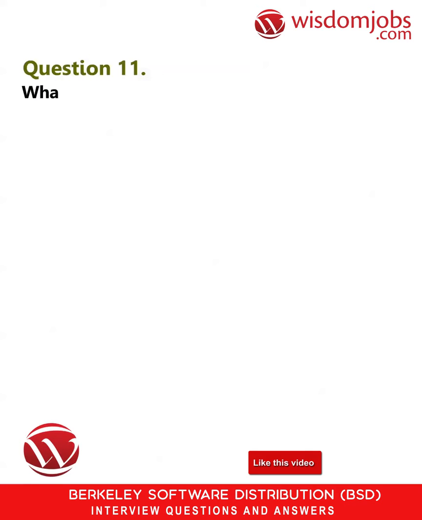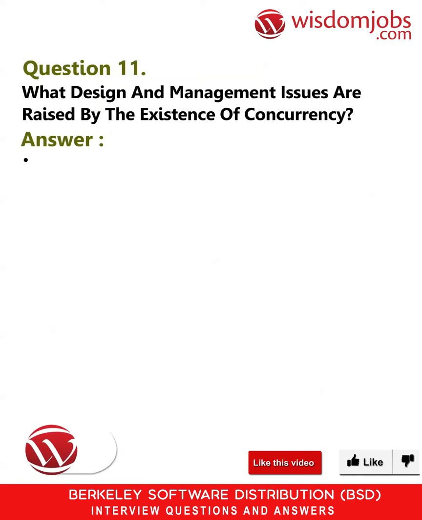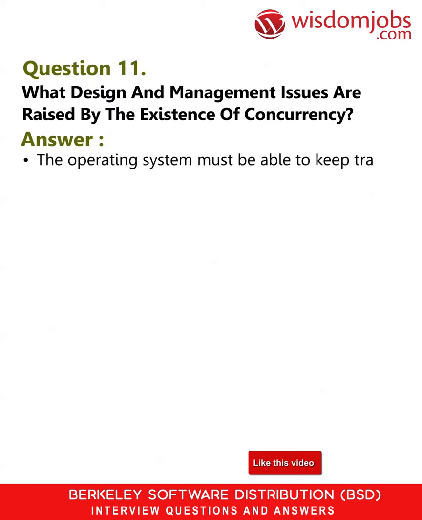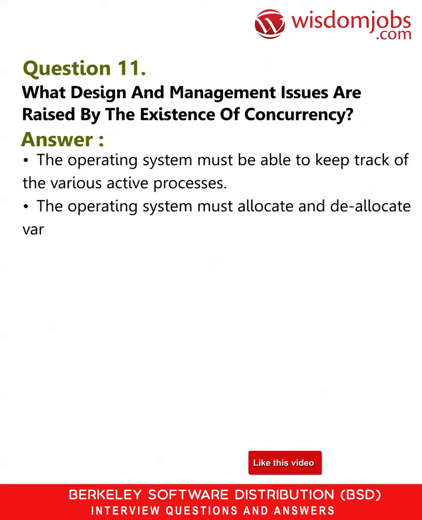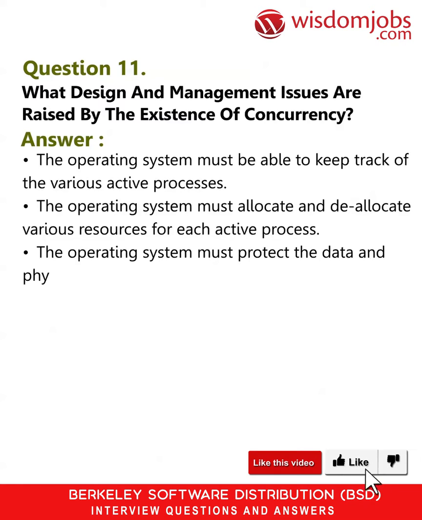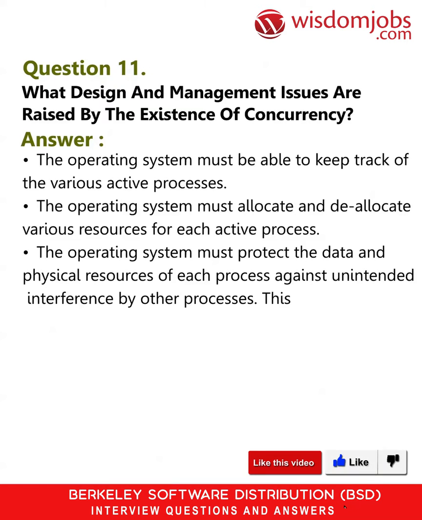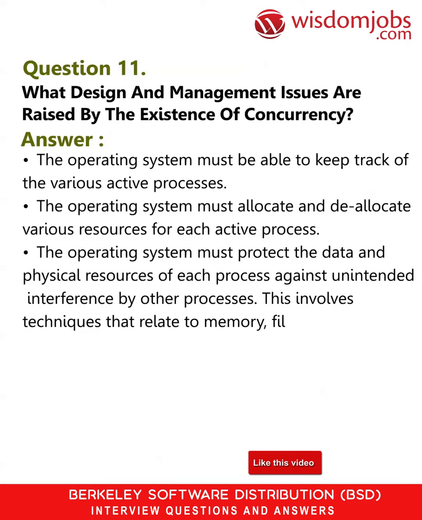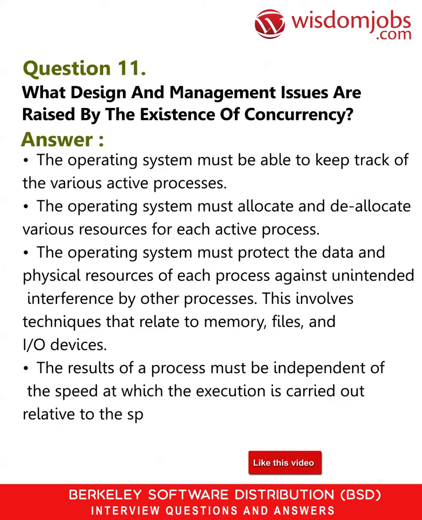Question 11. What design and management issues are raised by the existence of concurrency? Answer: the operating system must be able to keep track of the various active processes. The operating system must allocate and deallocate various resources for each active process. The operating system must protect the data and physical resources of each process against unintended interference by other processes. This involves techniques that relate to memory, files, and I/O devices. The results of a process must be independent of the speed at which the execution is carried out relative to the speed of other concurrent processes.